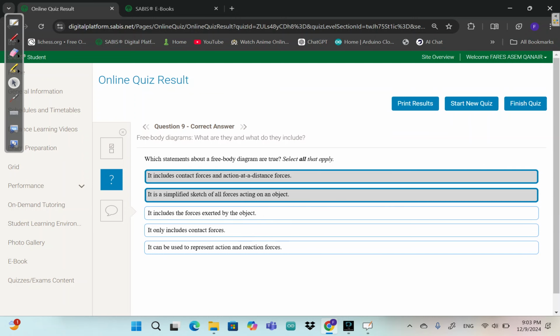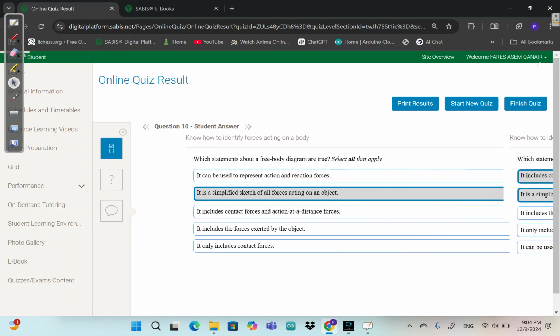For now, question 9. Which statements about a free body diagram are true? This you just need to memorize that it includes all forces, action at a distance and contact, and that it's a simplified sketch of all forces acting on a certain object. So this is just memorization.